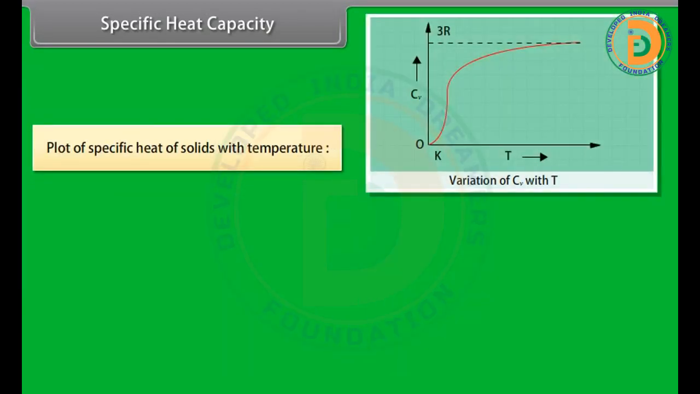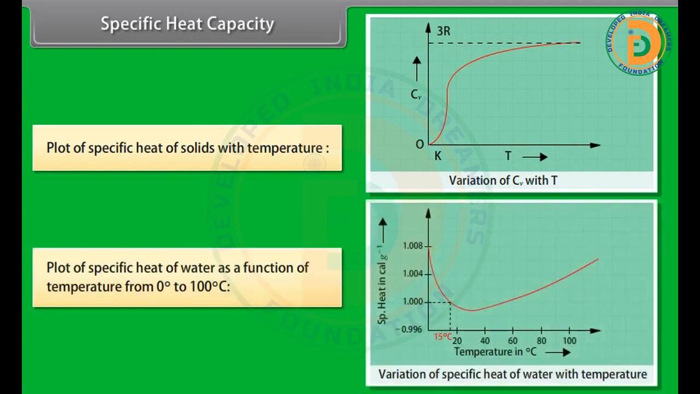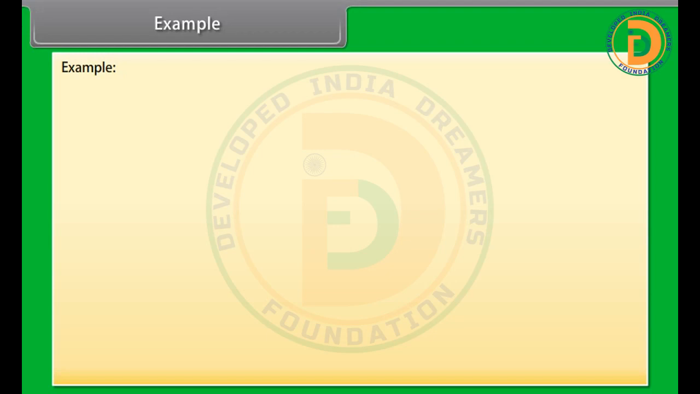Variation of specific heat of solids with temperature is shown in the given graph. The specific heat of water as a function of temperature from 0 degrees to 100 degrees Celsius has been plotted. Example. Let's take an example.